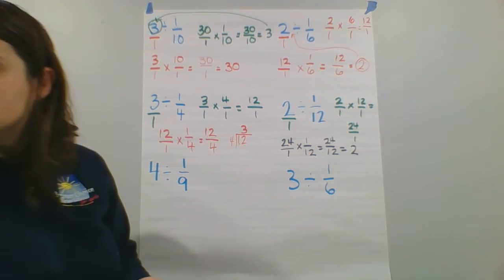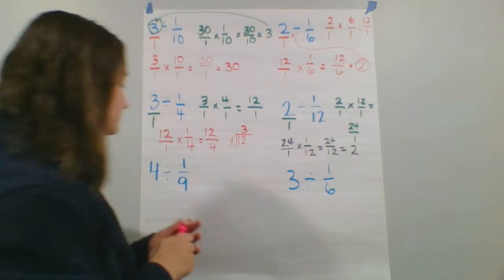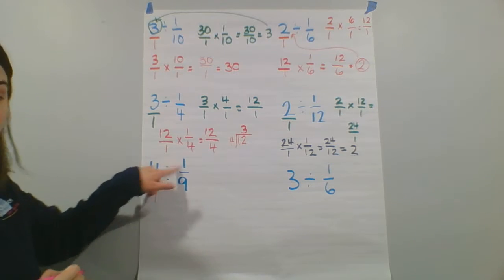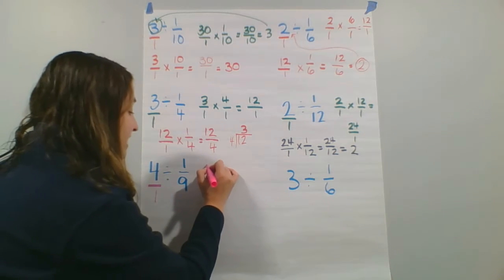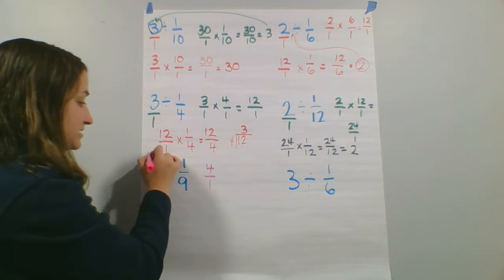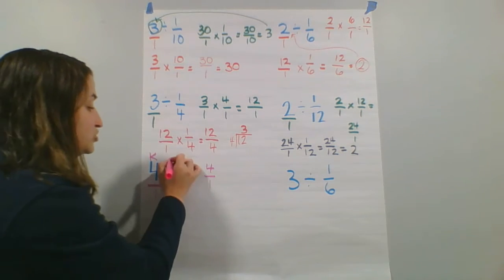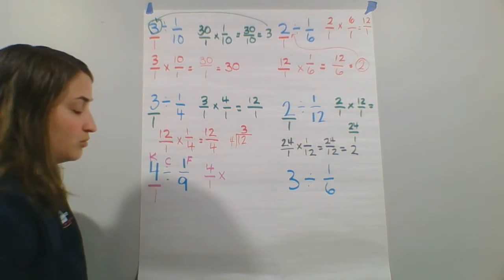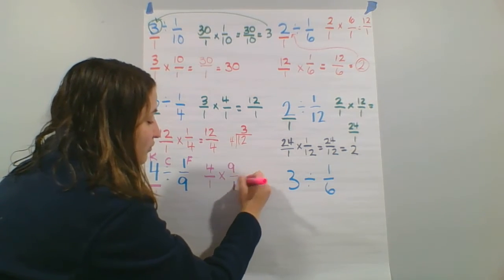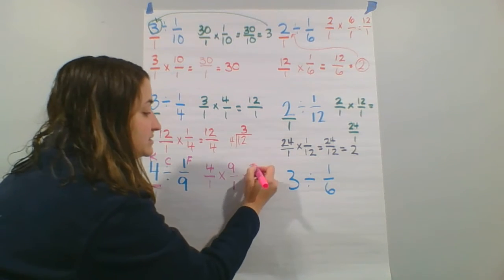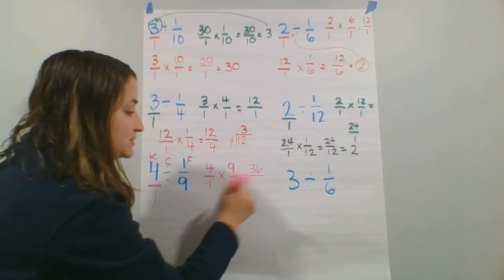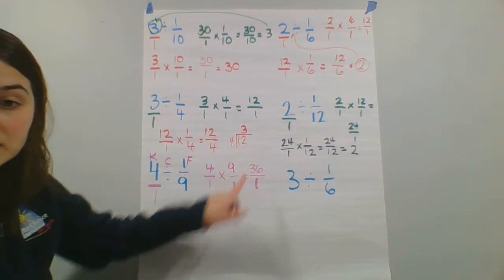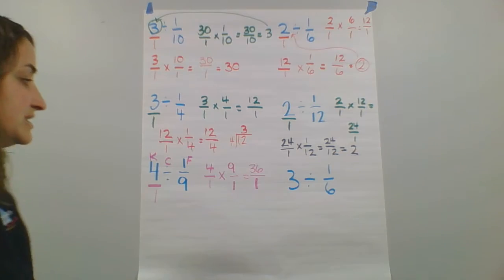All right, so the last two on the bottom, we have 4 over 1 divided by 1/9. So we have 4 over 1, which stays the same because this is what we keep. We're changing division to multiplication, and we're flipping 1/9 to be 9 over 1. 4 times 9 is 36. 1 times 1 is 1. So 4 divided by 1/9 is the same as 36. That's our answer, 36.